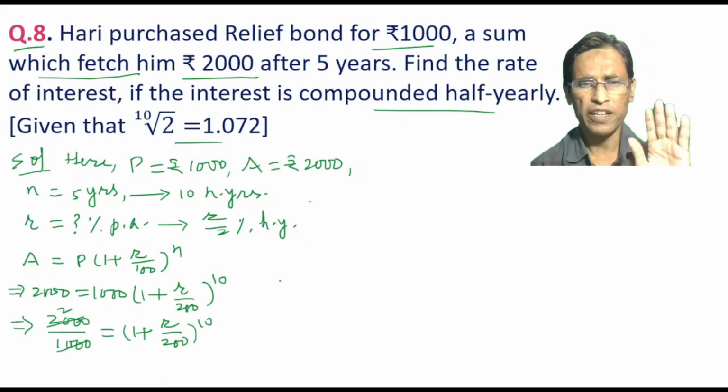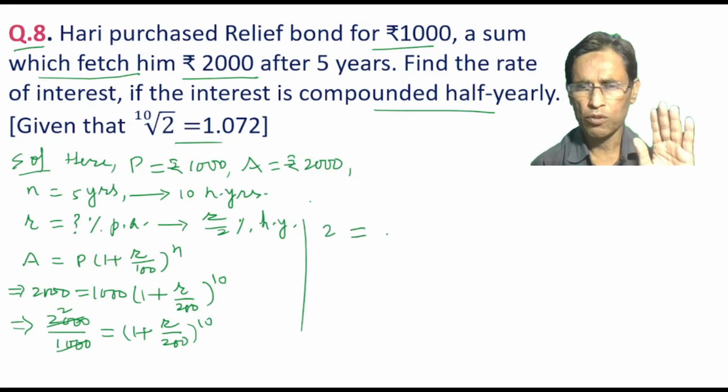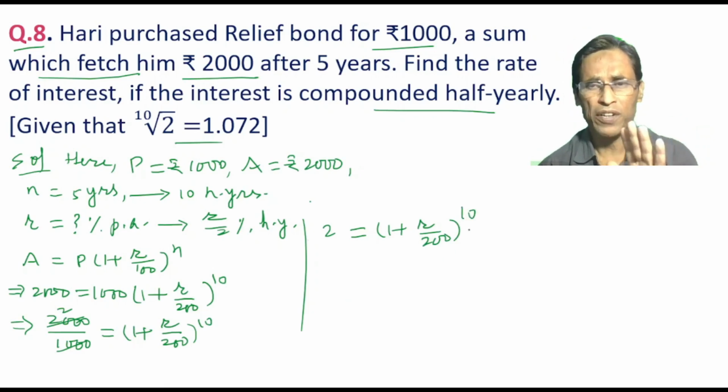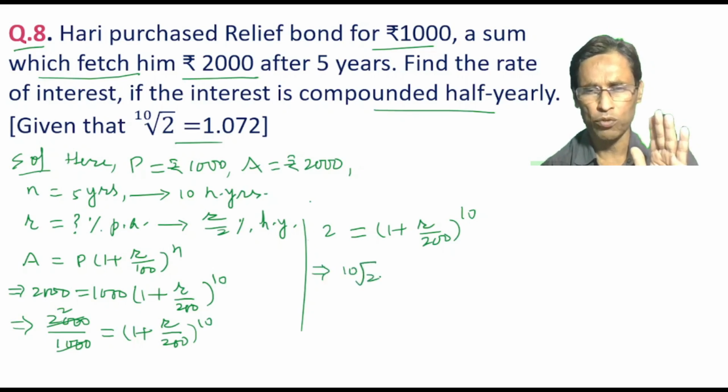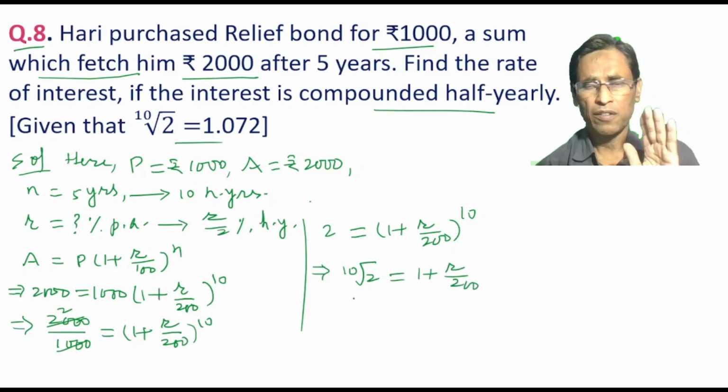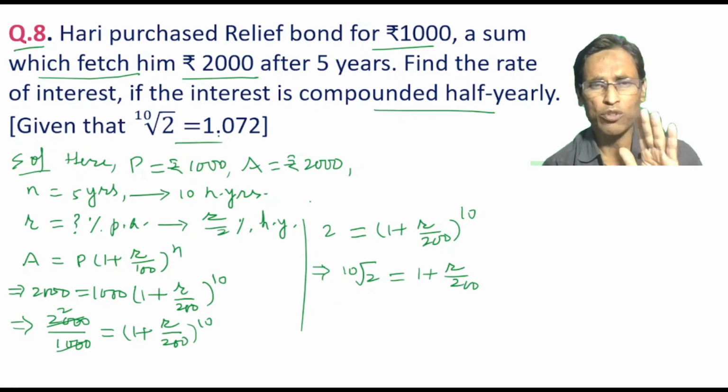In the next step we get 2 equal to 1 plus r by 200 to the power 10. When we remove the power 10 from RHS, it will become 10th root of 2 in LHS. Therefore, 10th root of 2 will be equal to 1 plus r by 200. Clearly, we have the information of 10th root of 2 as given here. It is equal to 1.072. So we replace this by 1.072.